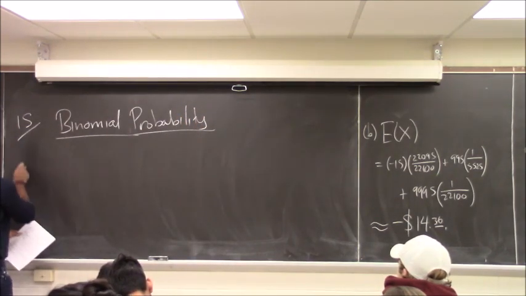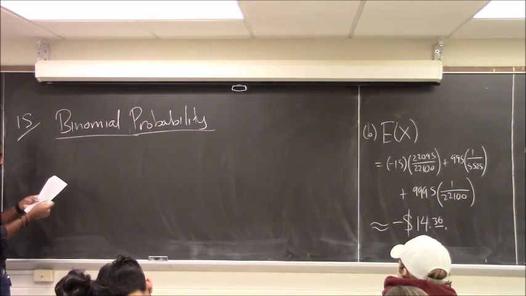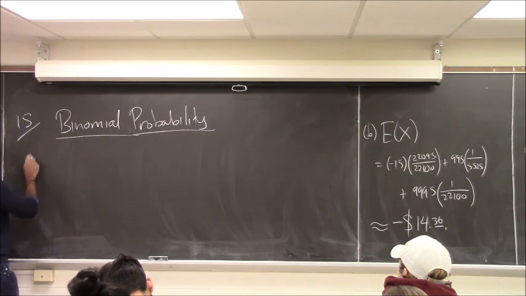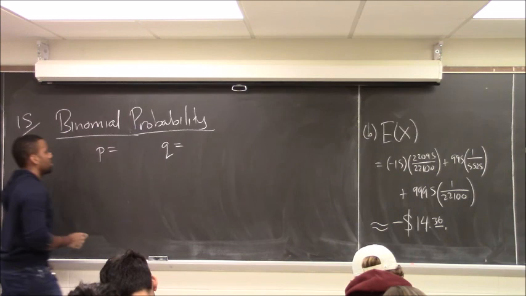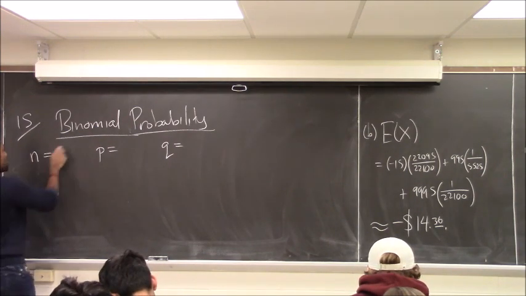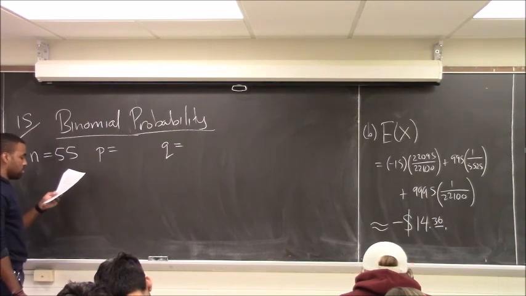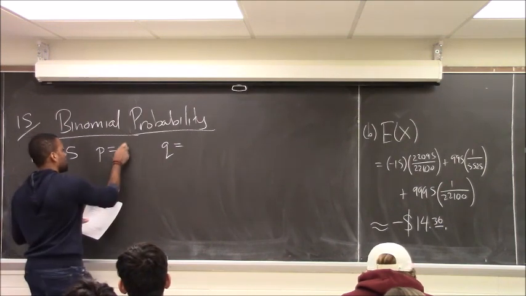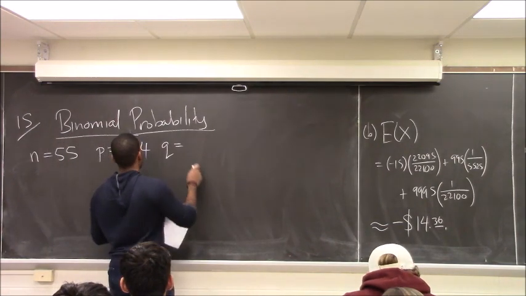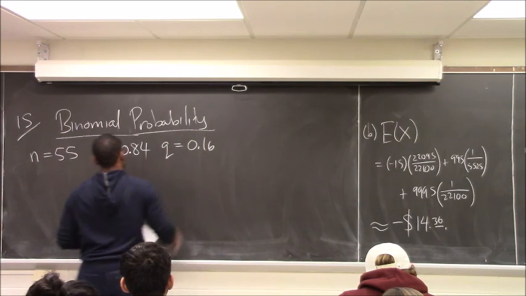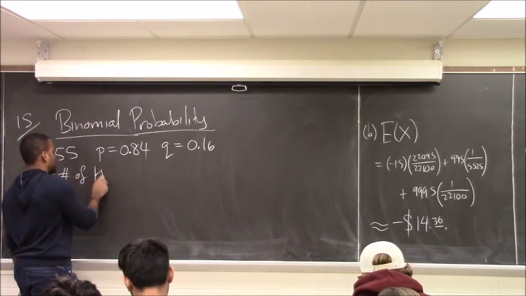Okay, so A. Let's write down the probabilities here. We're looking for the probability of don't care. So we need to know what our N, P, and Q are. N is 55, the individual honey badgers that you're checking. P is 0.84, the probability that they don't care. And Q is the complement of 0.84, which is 0.16. Let X equal the number of honey badgers that don't care.